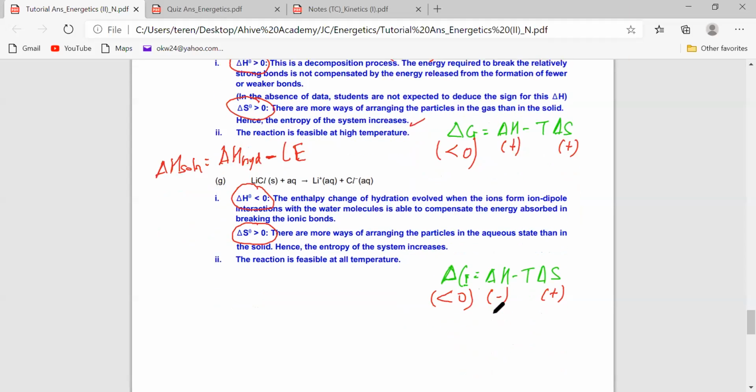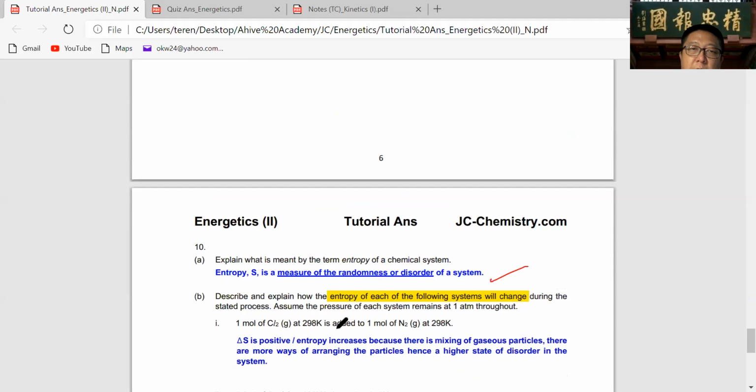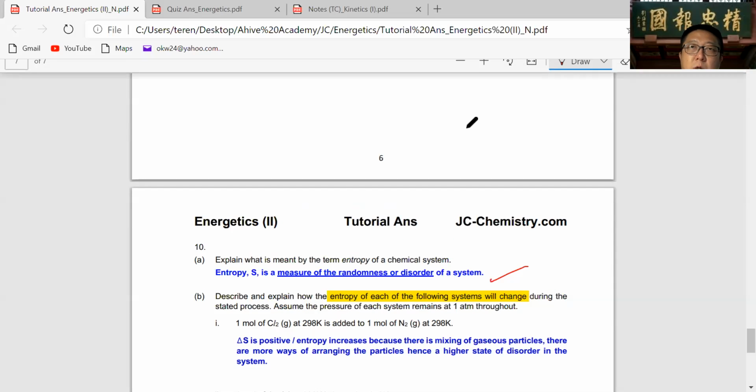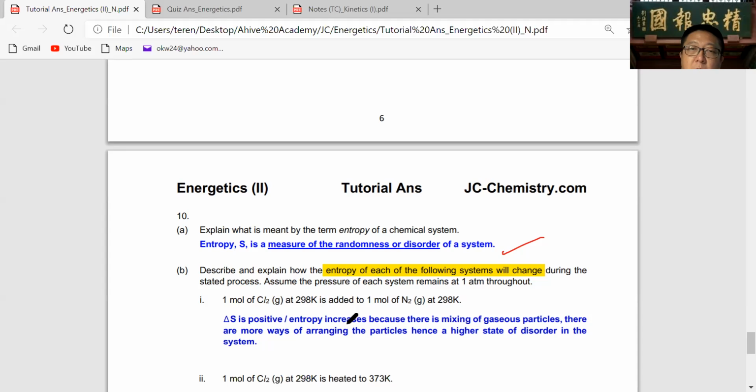Let's go on. Next part, number 10. Explain what is the term meant by entropy. So this is a measure of randomness. I think this one we went through before. Then now they ask you how the entropy will change. So this is 1 mole of chlorine at 298 added to 1 mole of nitrogen at 298. So your entropy increases. When you mix your gas particles, there are more ways of arranging it. So this entropy will increase.